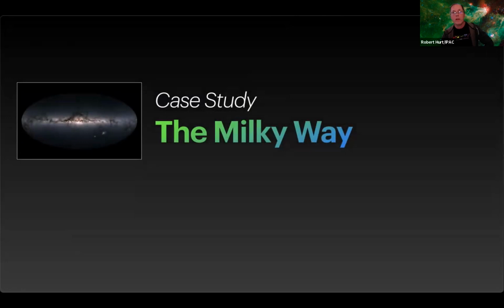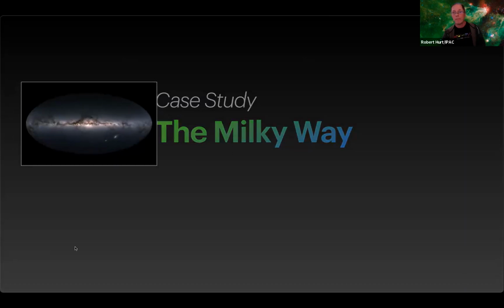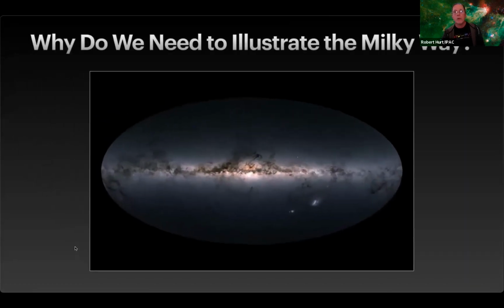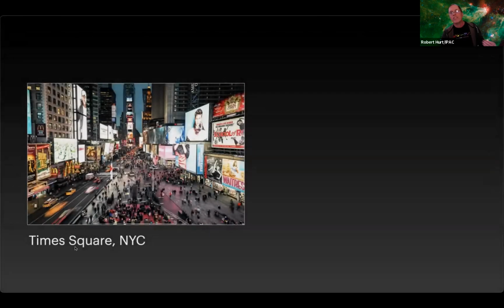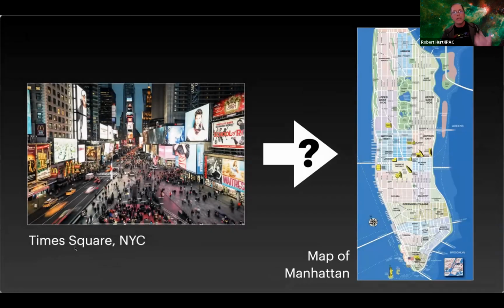Well, with that transition, I'll talk about possibly one of my most famous illustrations, an illustration of the Milky Way. Now, one might ask, why do we need to illustrate the Milky Way? Because we're in it. We have the most complete mappings from the inside of anything in astronomy. But the challenge of understanding the Milky Way is akin to being in the middle of Times Square and being asked from that one vantage point, draw a map of Manhattan.